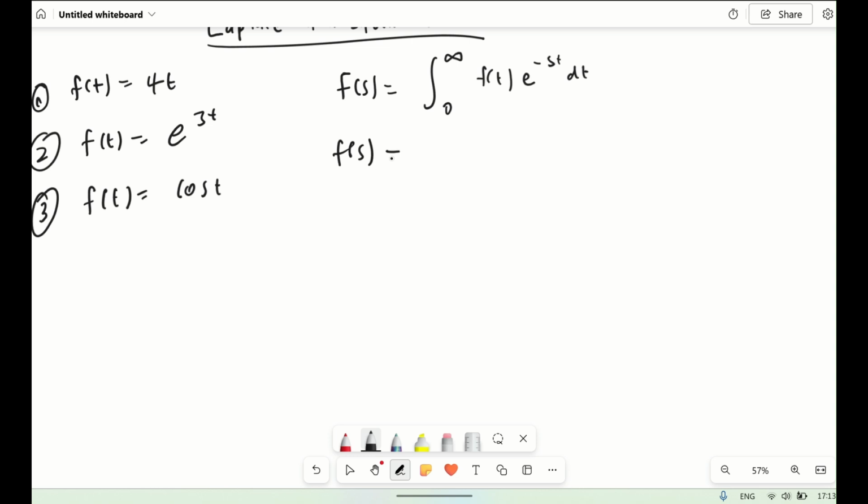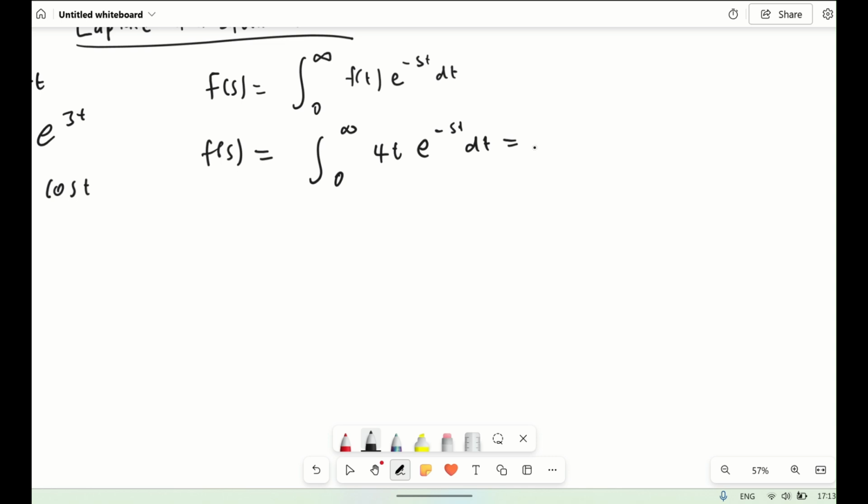Our f of s equals the integral from 0 to infinity. Our f of t equals 4t multiplied by e to the negative st dt. Since 4 is a constant, we can put it in front. So it's t multiplied by e to the negative st dt.